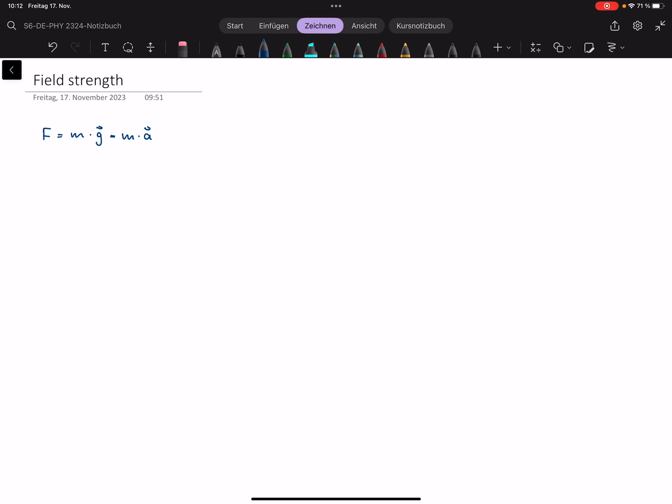So g is something like the acceleration on the Earth's surface. That worked very well in a homogeneous field model that we have been using in the past.